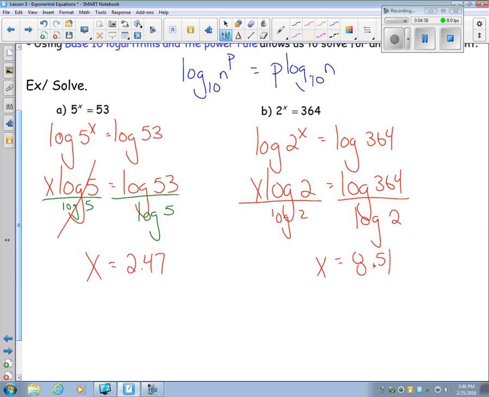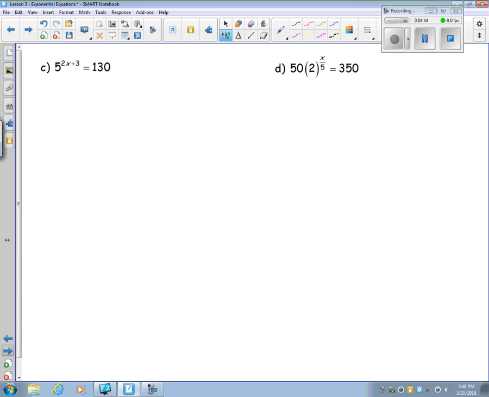And there's our answer. Done. Quick. Probably faster than technology in some ways, right? Don't have to worry about zooming in and zooming out. Okay, we can do some messier things with these also. Our exponent can involve more than one part.